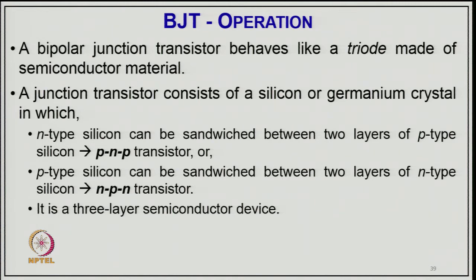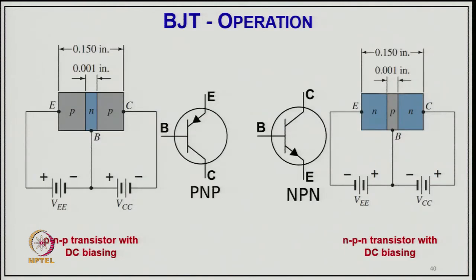These are the 2 kinds of configuration of the transistor, and it is a 3 layer semiconductor device. This is NPN. You can see the dimensions also: the total dimension of 0.15 inch and 0.001 inch opening in between of N. And this transistor we call PNP, as you can see the symbol here. On the emitter we have the arrow going in. So, this represents that the emitter is P doped and the base is N doped here, with the biasing.